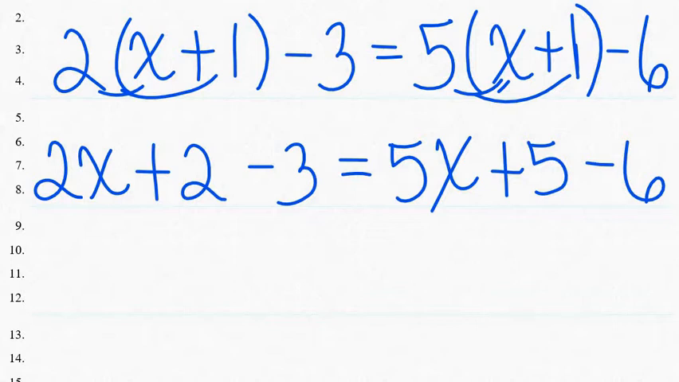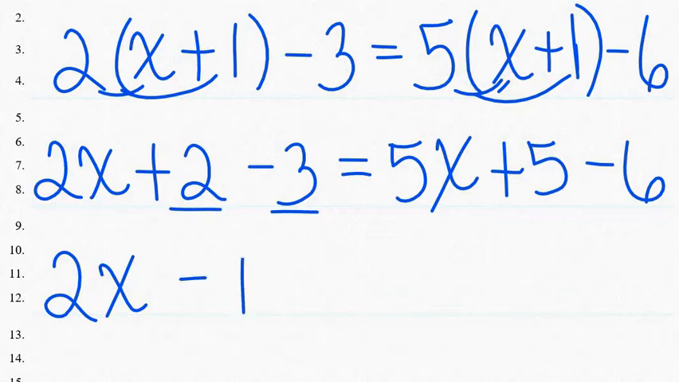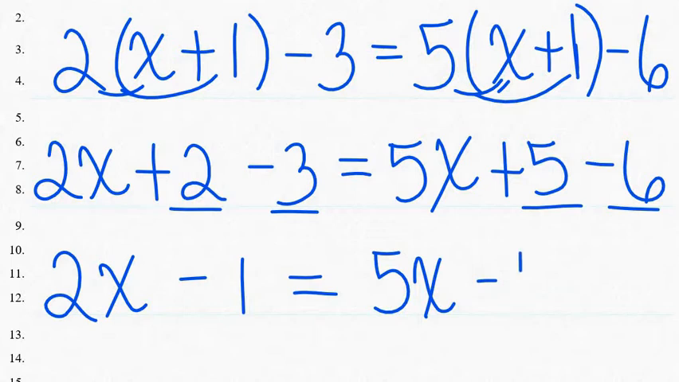So on the left-hand side of the equal sign, we have a 2x. Here's 2 terms that are like, so 2 minus 3 is going to be minus 1, is equal to 5x, and 5 minus 6 is also negative 1. We've got to isolate this variable x.